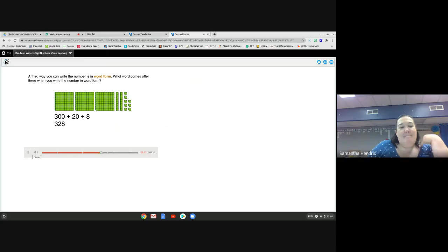So a third way you can write the number is in word form. What word comes after 3 when you write the number in word form? So when we write word form numbers, that's when we write them out in words. And you literally write the words that you hear when you say the number. So 328. Those are the words we would write. The word hundred comes after 3.